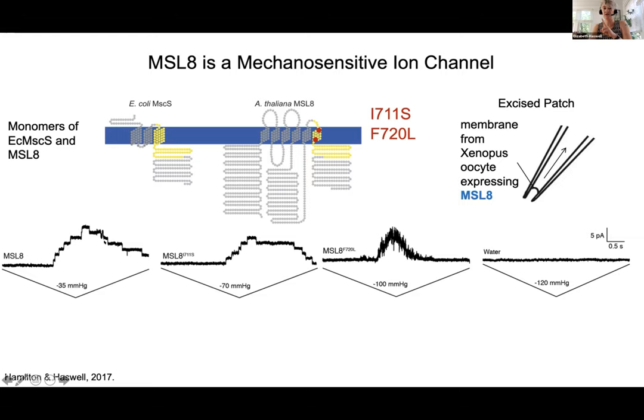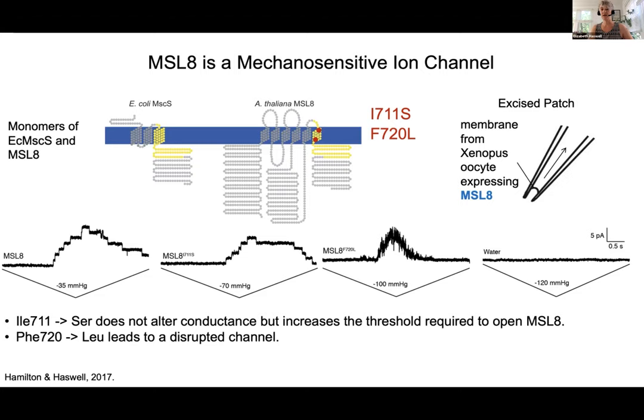Now we can introduce point mutations, as I said, into the pore that change the way in which the channel functions. For example, we can make this change here, F720L, that pretty much decimates the channel activity. However, it does not change the channel expression or localization. So we have the protein there, but the pore essentially seems to be blocked. So it's a very useful tool for us.